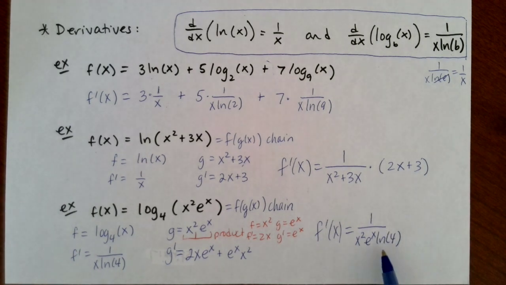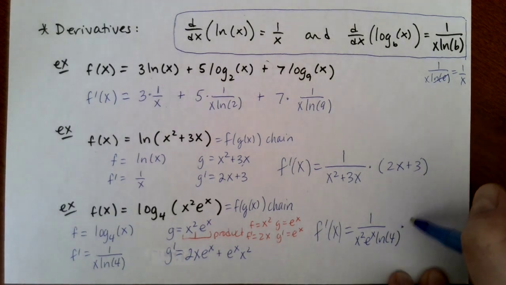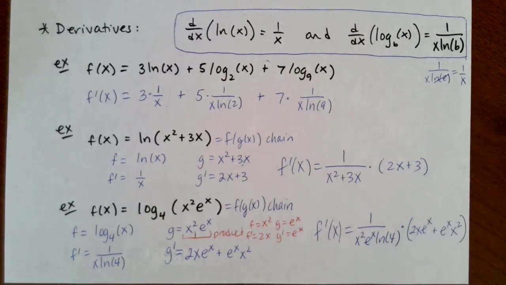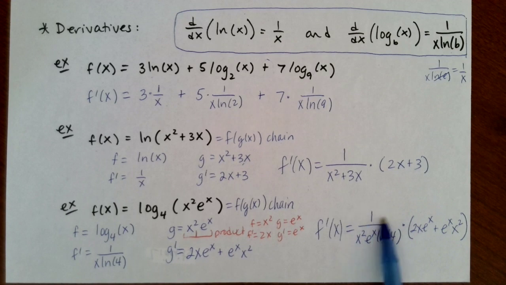This is f prime of g, and then times g prime is times all of this, and this does have addition, so I've got a mandatory set of parentheses on it. 2x e to the x plus e to the x squared. And just like in the last example, if you wanted to, this whole thing in parentheses right here, you could also write as the numerator of this fraction, but it's not necessary. This is a perfectly good place to stop.